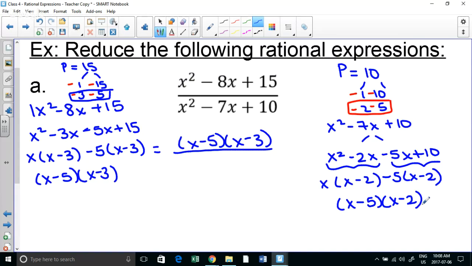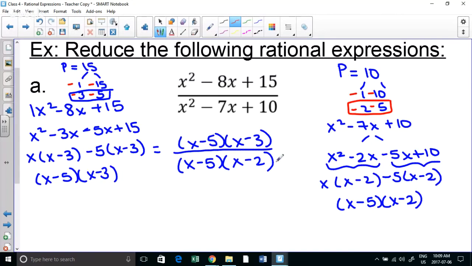If I'm going too fast, please let me know. But like I said, we're focusing on the rational expressions. This will come with practice and time. So this is my rational expression factored.